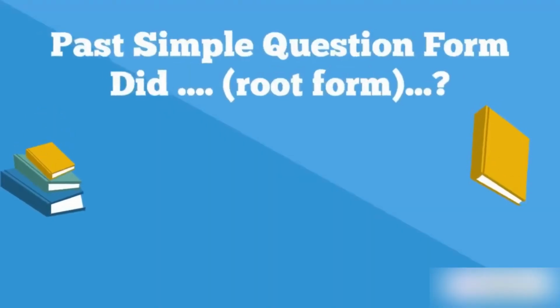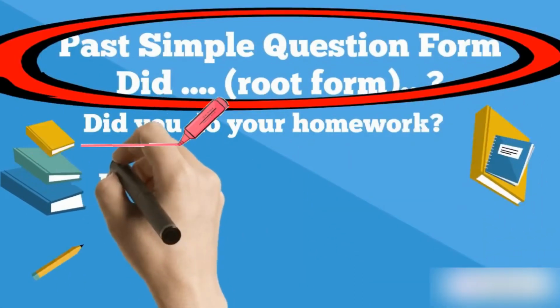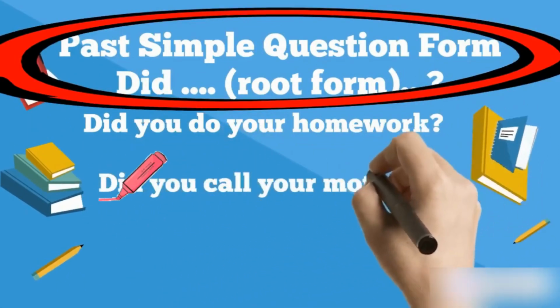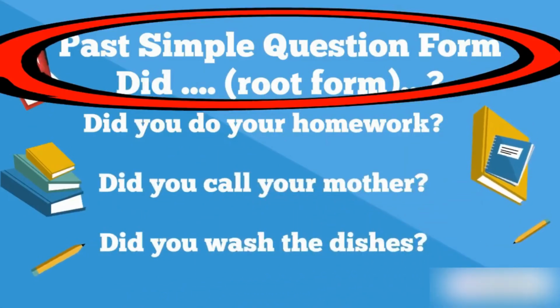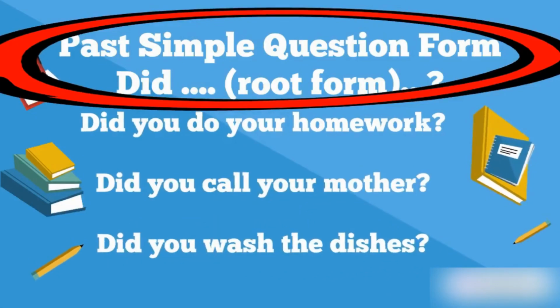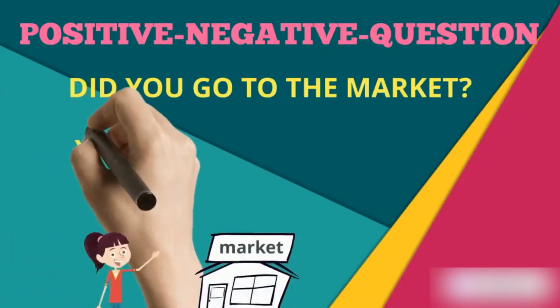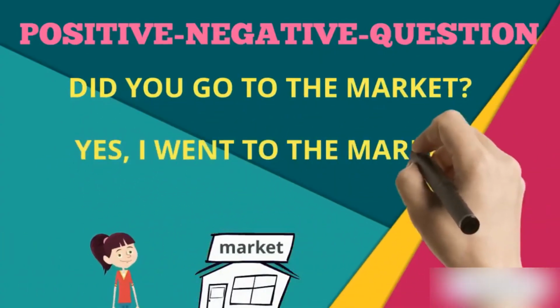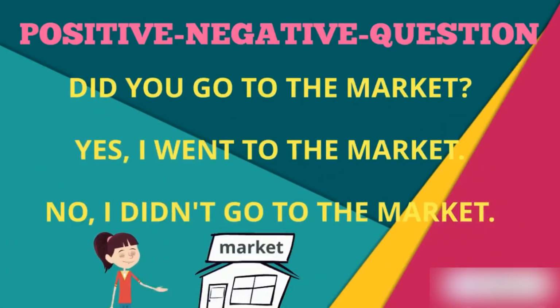While making past simple sentences in question form, we use did plus the root form of the verb in the sentence, such as did you do your homework, did you call your mother, did you wash the dishes. Now let's revise. Question form: did you go to the market? Positive statement: yes, I went to the market. Negative: no, I didn't go to the market.